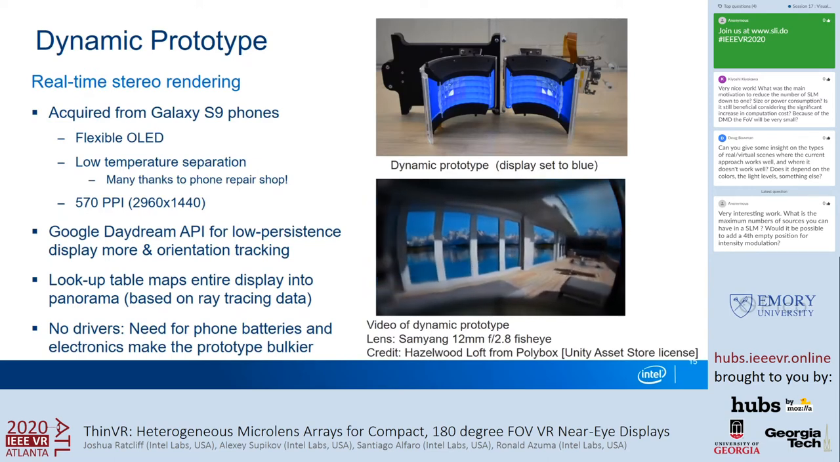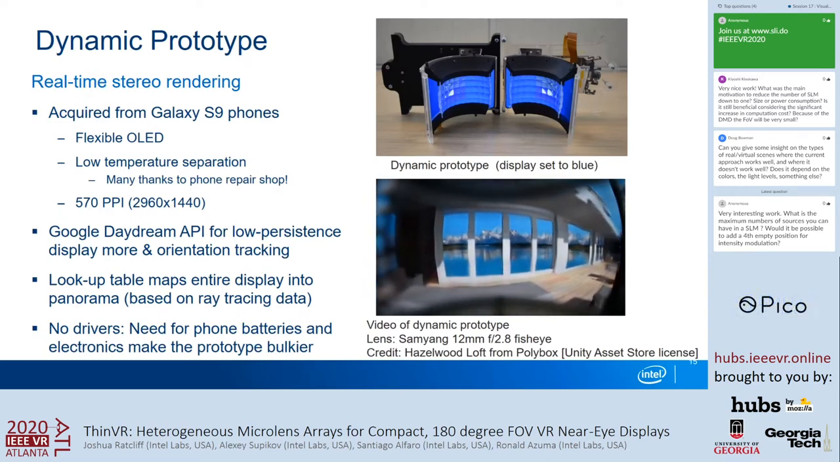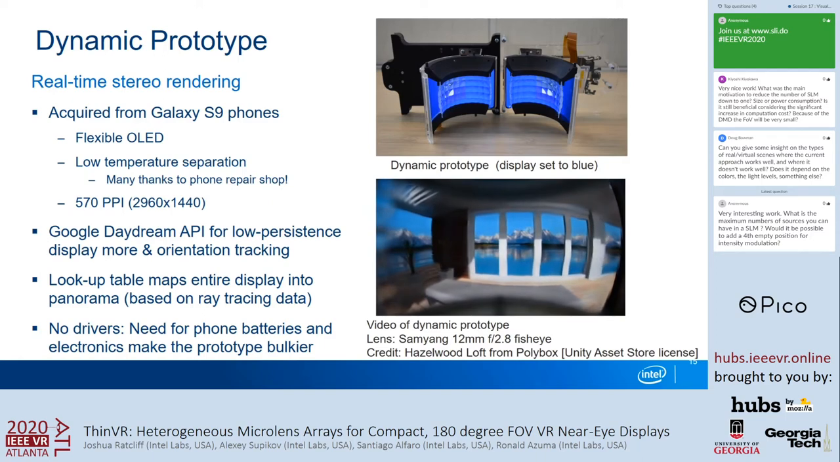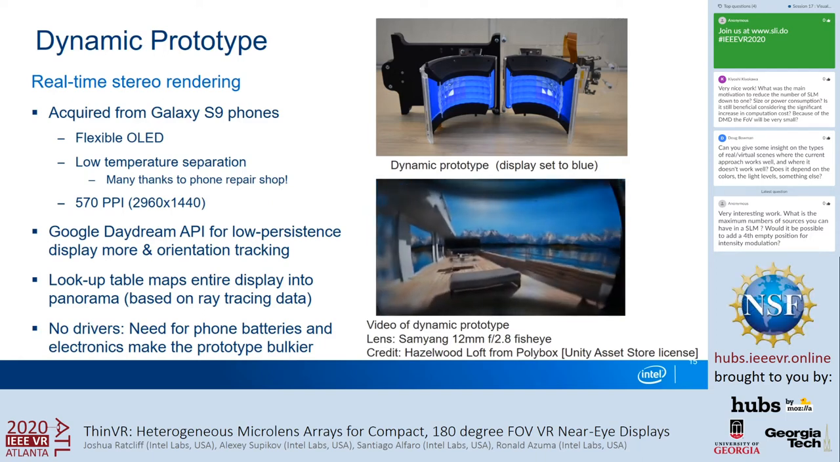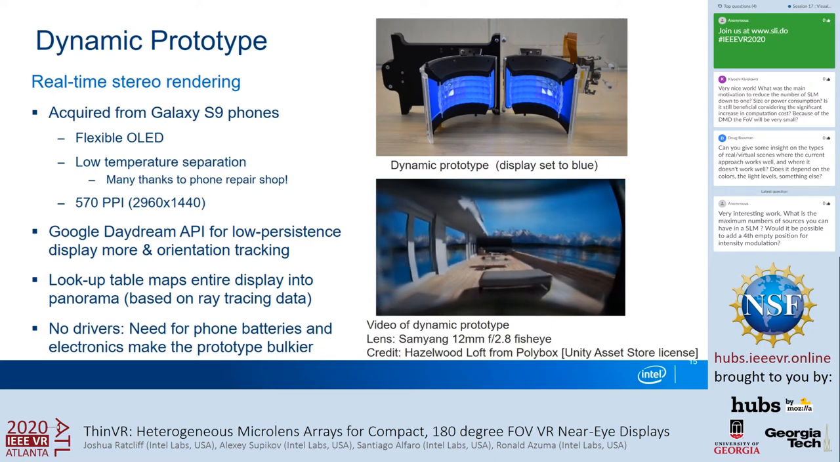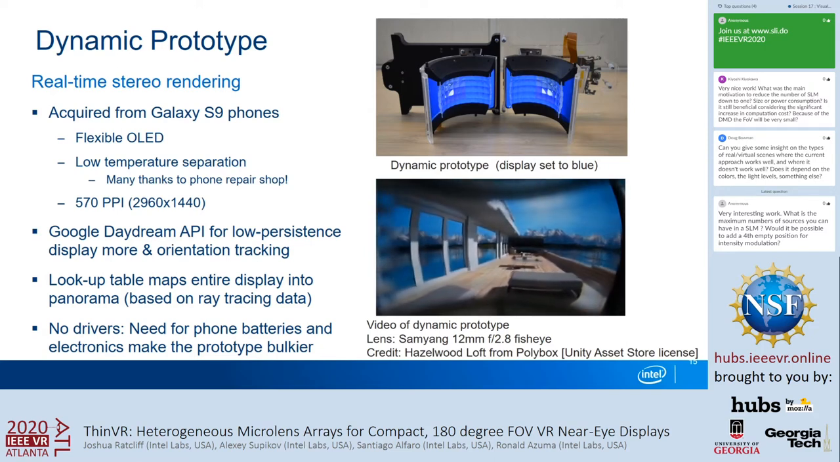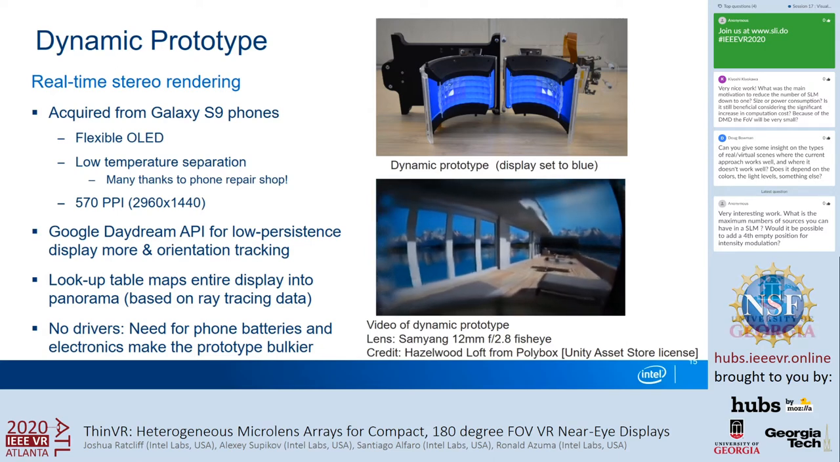First, we show a dynamic prototype with real-time rendering. To get a curved OLED display, we destroyed many Samsung Galaxy S9 phones. Fortunately, some phone repair shops are better equipped to do this using low temperature. This finally gave us access to a flexible OLED.